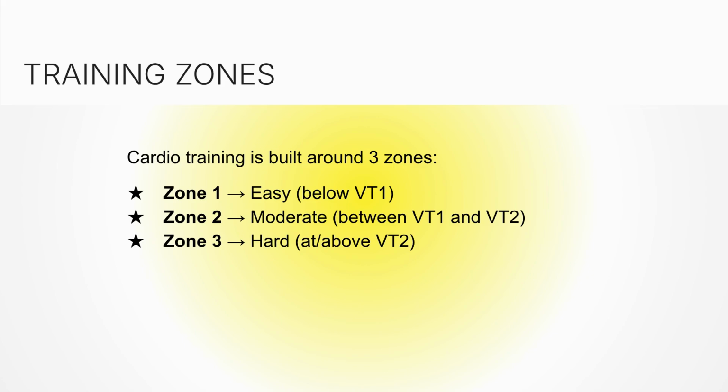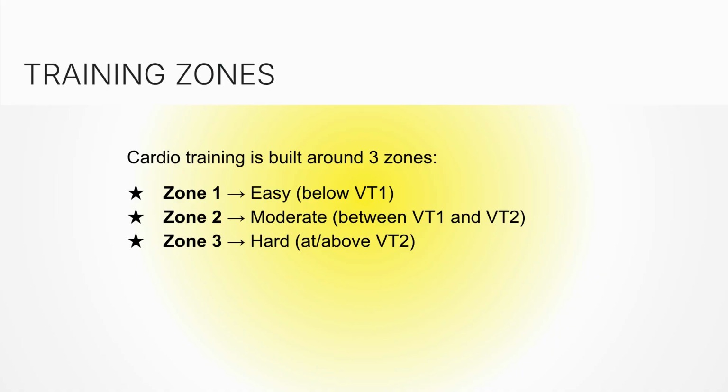Understanding the training zones will give you a comprehensive understanding of how to build a cardio plan to help improve your client's fitness levels. Starting with zone 1, this is an easy exercise zone, anything below that ventilatory threshold 1, where your client can sustain an easy conversation. Think about it as being able to work out at this level for an hour plus.